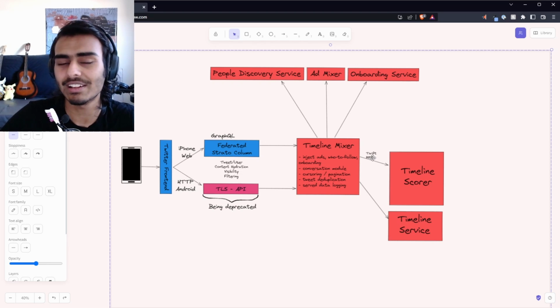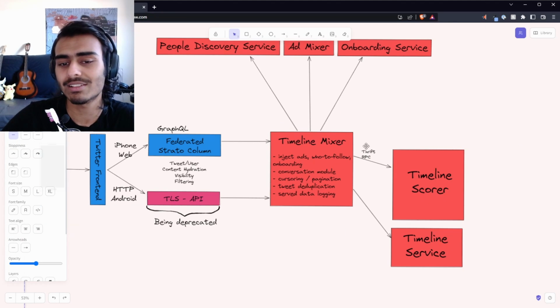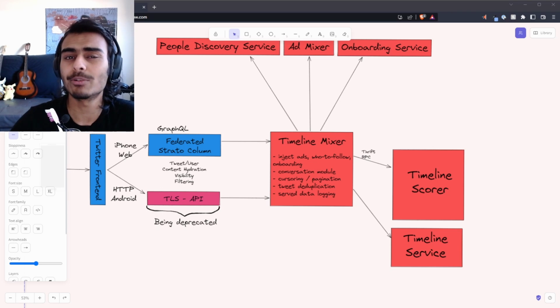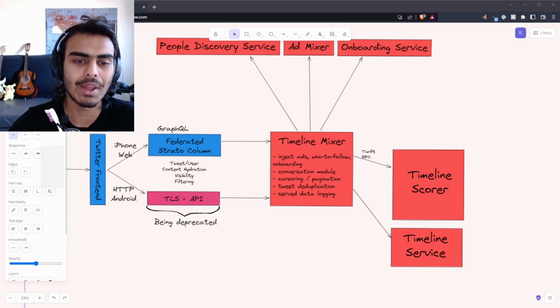This arrow here has a label called Thrift RPC. That probably means that all of these communications are happening through Thrift RPC as well. Now, if you don't know much about Twitter infrastructure, Thrift is an RPC mechanism that I'm not sure if they developed in-house or if it existed before Twitter, but Thrift RPC is what Twitter uses quite extensively for all internal remote procedure calls. They don't use gRPC because I think gRPC was not around when they were building this system, so they picked Thrift instead.